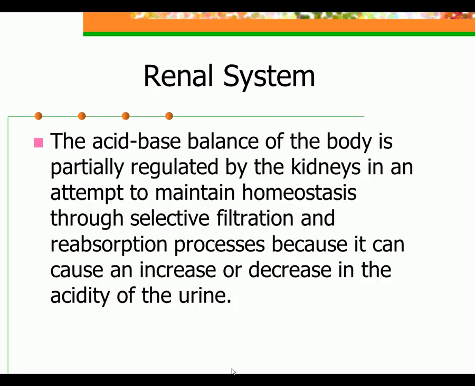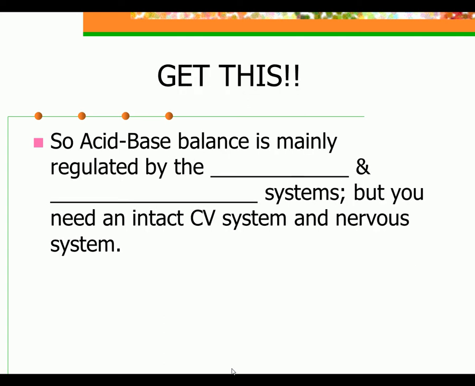Renal system. The acid-base balance of the body is particularly regulated by the kidneys to maintain homeostasis through selective filtration and reabsorption. This is very important, so you have to get this. Acid-base balance is mainly regulated by blank and blank systems. Respiratory and renal. But, as we just discussed, you have to have an intact cardiovascular and nervous system as well.